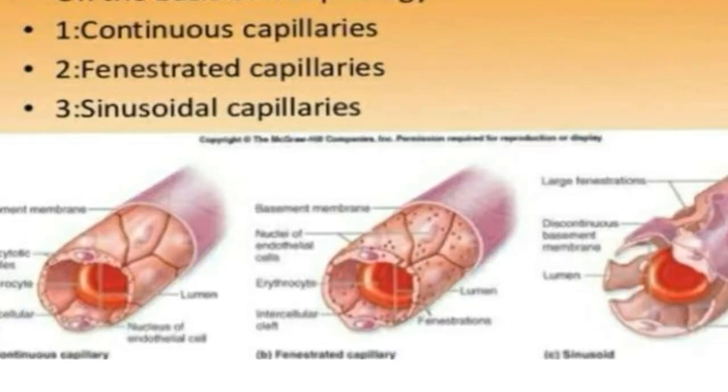Classification of capillaries on the basis of morphology. There are three types of capillaries: continuous capillaries, fenestrated capillaries, and sinusoidal capillaries, or discontinuous capillaries. Continuous capillaries, as their name suggests, have a continuous endothelial lining. These capillaries have no perforation and allow only small molecules to pass through. They are present in muscle, skin, fat and nerve tissues.